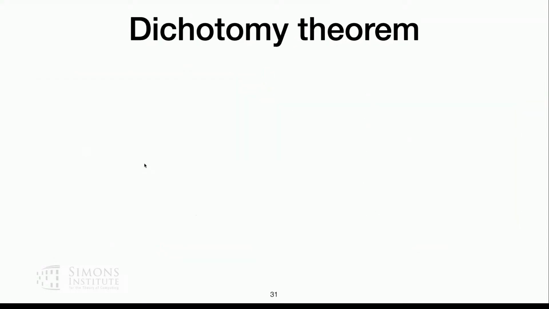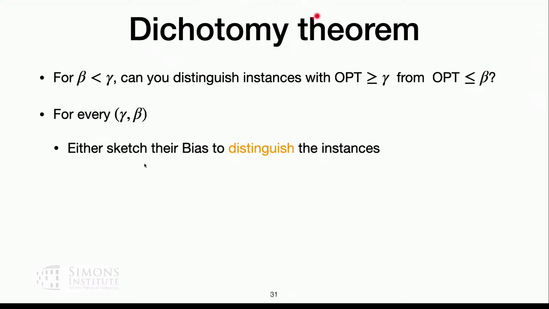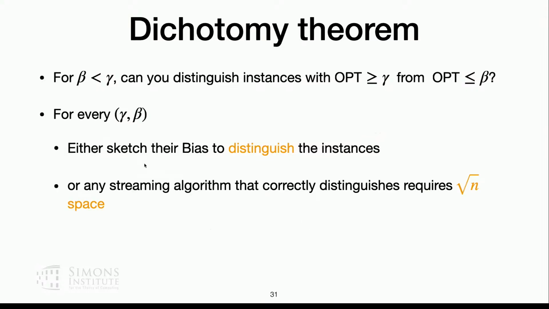So what this essentially shows is that we have a dichotomy theorem. If you look at any parameters in these kinds of promise instances that we were looking at, beta less than gamma, with instances of opt at least gamma and instances of opt at most beta, either their bias values are separated, in which case you just compute the bias of the instance and you know which set it belongs to, or you don't have any streaming algorithm that correctly distinguishes them in square root of n space. So what this means is that for the Max-DICUT problem, bias is all that you can compute in little o of square root of n space, which helps you distinguish instances optimally.